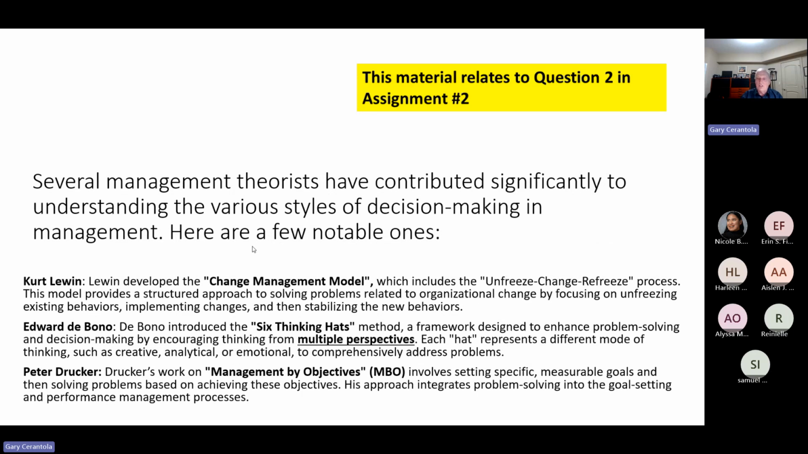Kurt Lewin, well, the change management model, we're going to talk about that, and the unfreeze, change, and refreeze process, really important. Probably a test question around that. Edward de Bono, not so much we're going to talk about, but he merits looking at the 6 thinking hats. And what the 6 thinking hats gives you is 6 different perspectives, and it really kind of emulates diversity, where you have different types of people with different types of backgrounds, and the multiple perspectives get you to the most thoughtful alternatives around decision making.